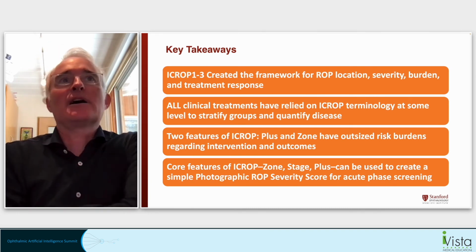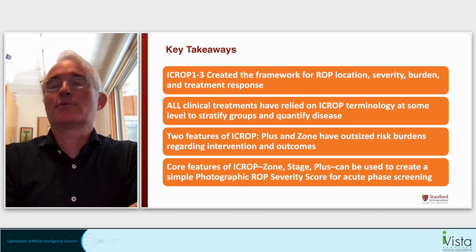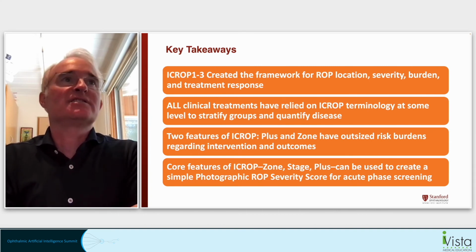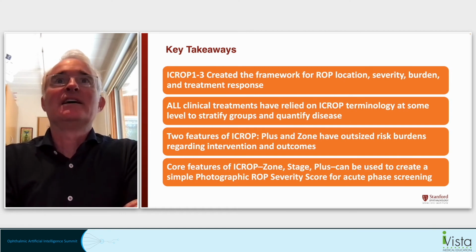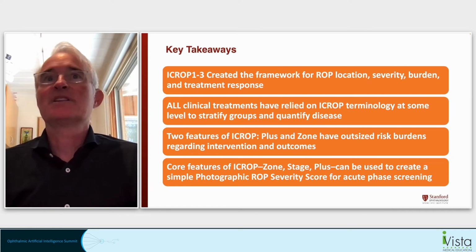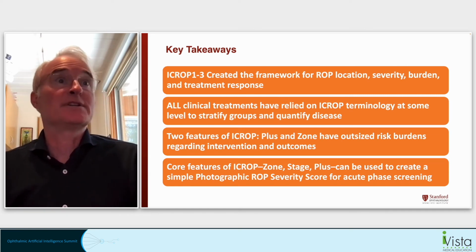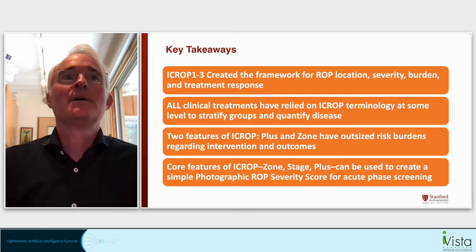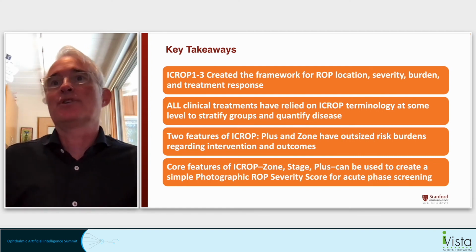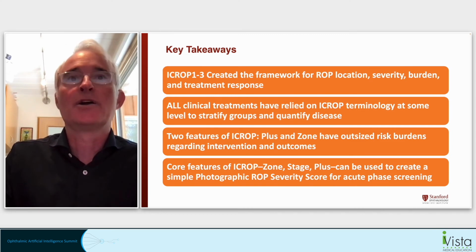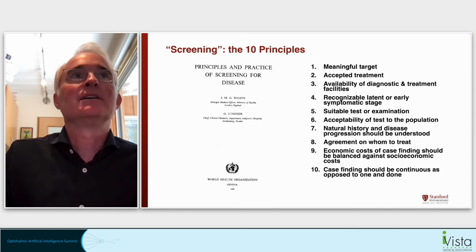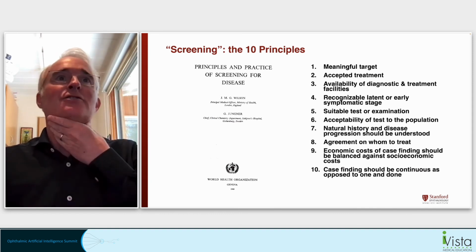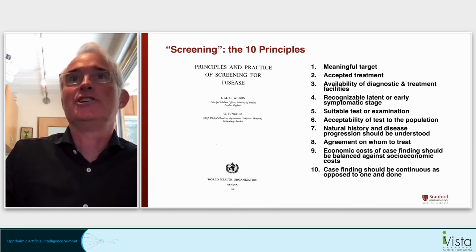Key takeaways. ICROP 1 through 3 created the framework for discussion of ROP location, severity burden, and treatment response. All clinical studies to date have relied on this terminology at some level to stratify groups and quantify disease. The two features, plus and zone, have outsized risk burdens regarding intervention and outcomes. And the core features, zone, stage, and plus, can be used to create a simple photographic ROP severity score for ROP acute phase screening.